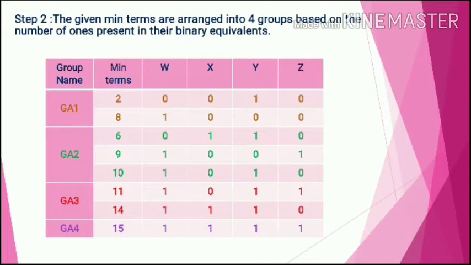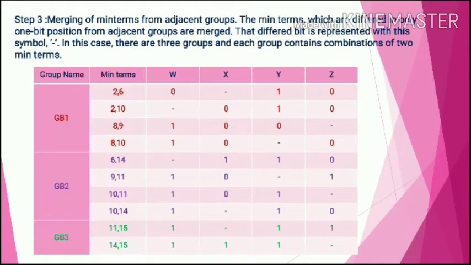Okay. So compare the values of GA2 and GA3. You can form this group GB2. So in the group GB2, 6, 14, 9, 11, 10, 11, 14, 10, 14 can be merged.